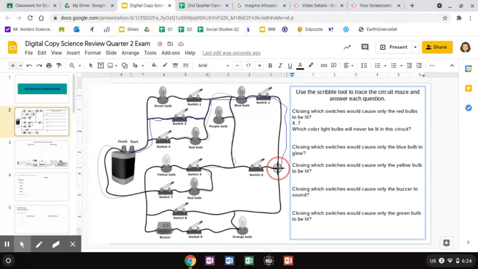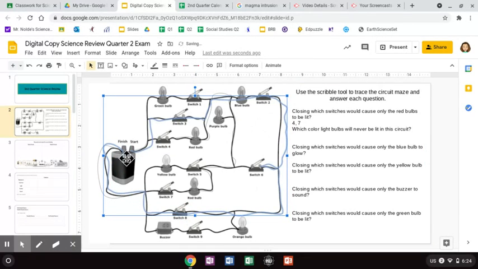Okay, now I'm stopping so I can look for a minute to see which way I need to go. If I go this way, I'm going to run into another light bulb. So I need to come back out. I need to go down. And then I'm able to go through this switch, up, over, and back to the battery. So there's my path. So I used 3, 2, and 8.